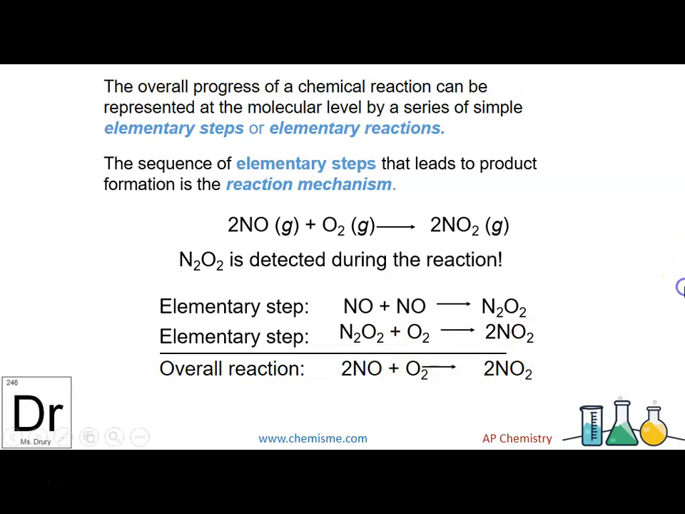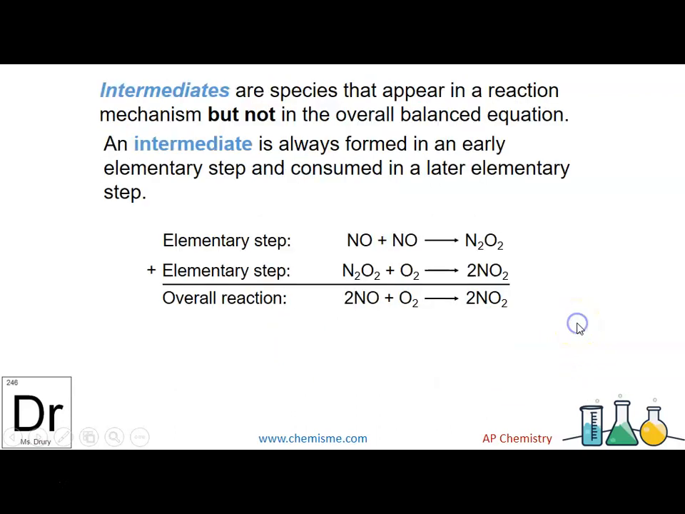The N2O2 is what's called an intermediate because it cancels. It was formed and then immediately used later in the reaction. An intermediate can cancel out so that you can form the reaction that we had overall. The NO is still before the arrow, the O2 is still before the arrow. These are all still reactants, and that's still a product. So the elementary steps sum up to the overall reaction.